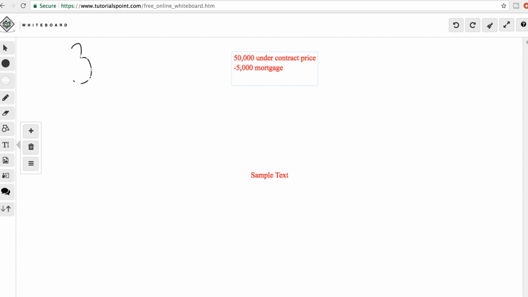If the seller owed 30,000, she's going to net 20,000, probably a little less, because there are other things that she has to pay. Net 20,000 at closing because 50 minus 30 is 20,000. Okay. So that's basically it.